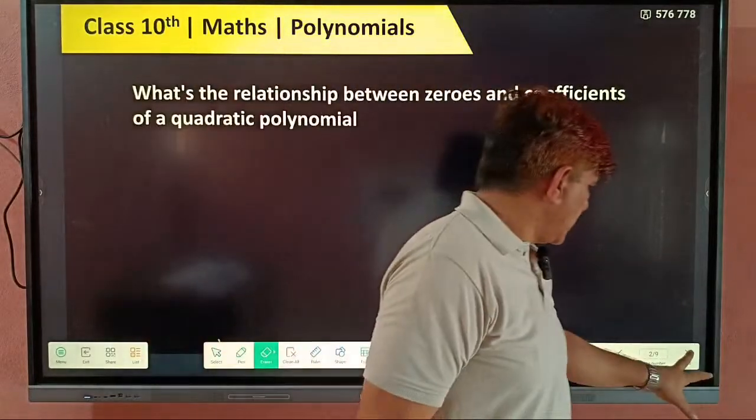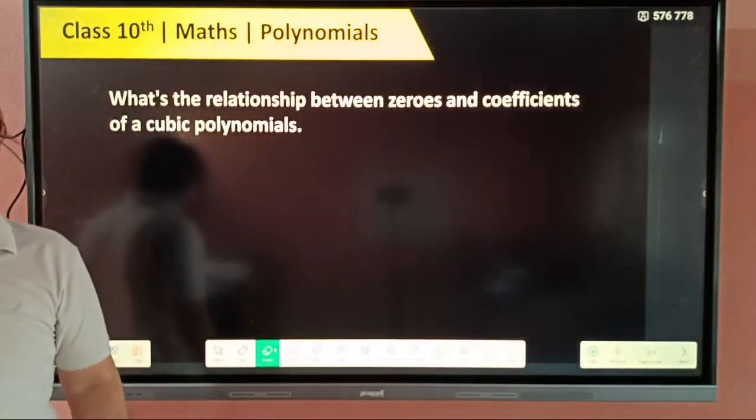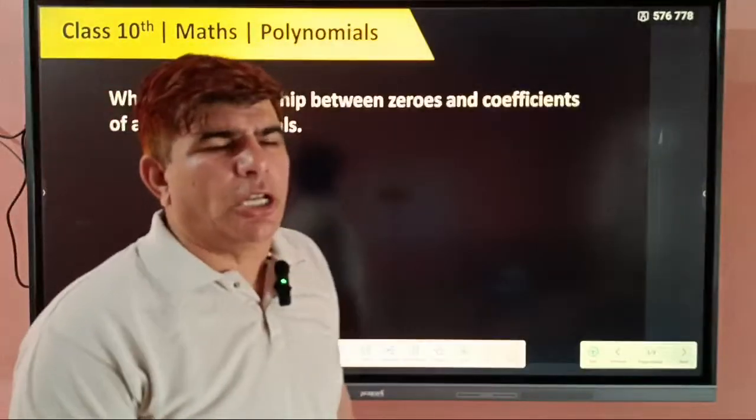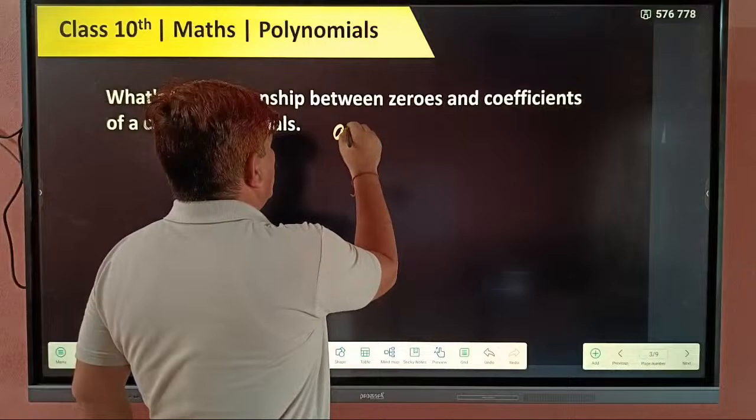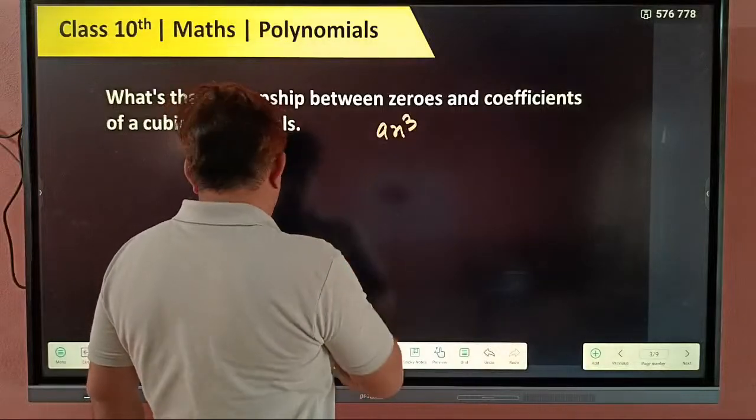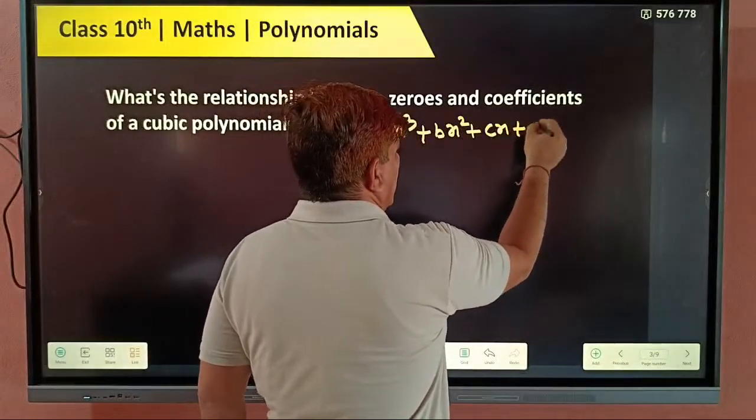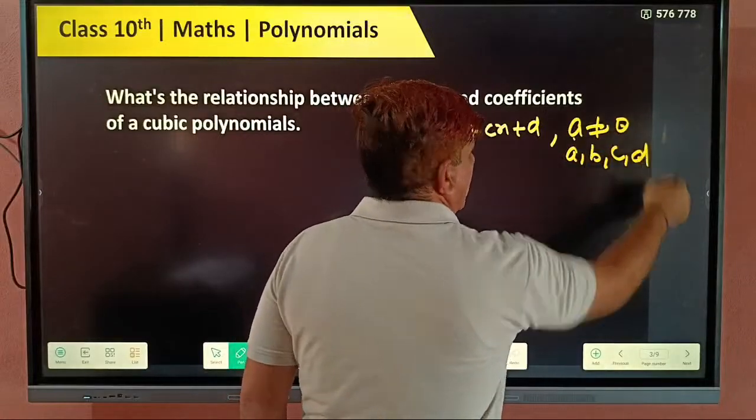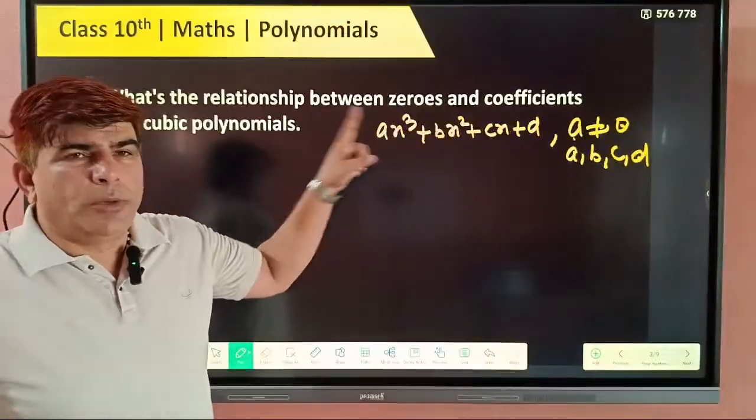Understood? Next, this is not given in your syllabus. What's not given in our syllabus? Cubic polynomial. Only quadratic polynomial is given in your syllabus. So a cubic polynomial is ax cube plus bx square plus cx plus d, where a is not equal to 0. And about a, b, c, d, I told you so many times. Understood? So it's a cubic polynomial.